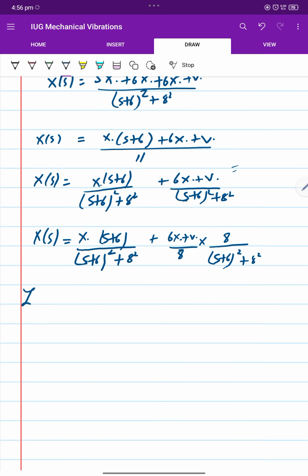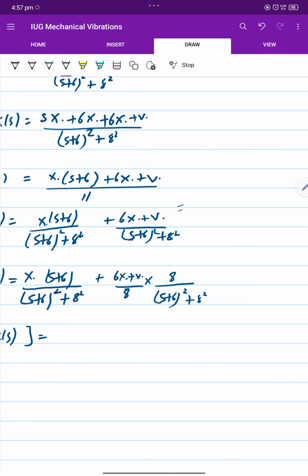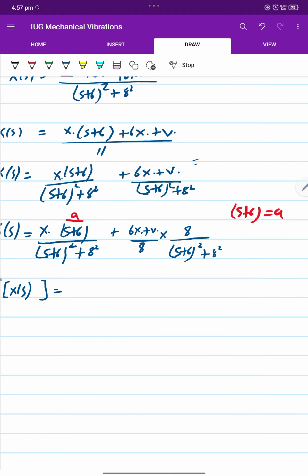Now I can take the inverse Laplace transformation of this one. And if you see, just for your understanding, I call s plus 6 equal to, let's call it a. So this expression becomes x naught into a divided by a square plus 8 square, and here 6x naught plus v naught divided by 8 into 8 divided by a square plus 8 square.